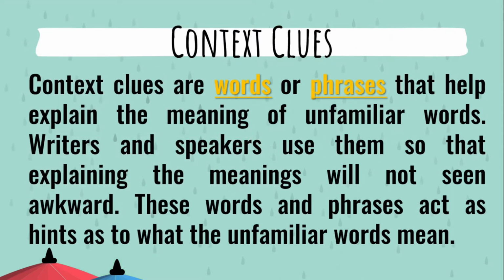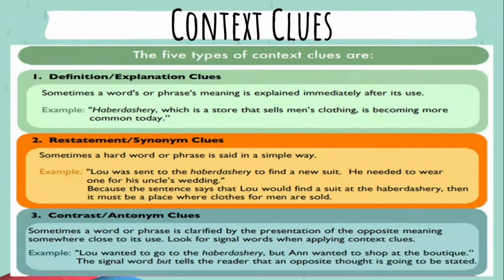Context clues are words or phrases that help explain the meaning of unfamiliar words. Writers and speakers use them so that explaining the meanings will not seem awkward. These words and phrases act as hints as to what the unfamiliar words mean. The 5 types of context clues.